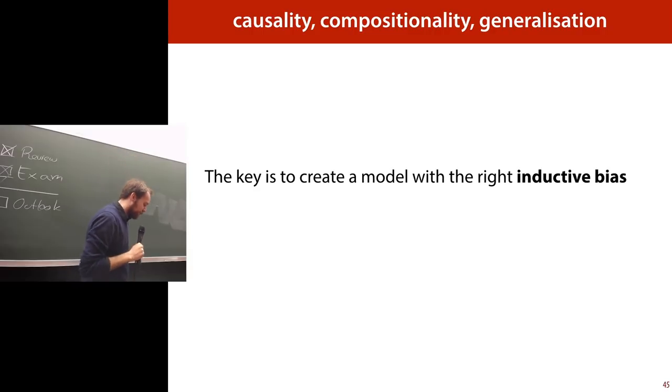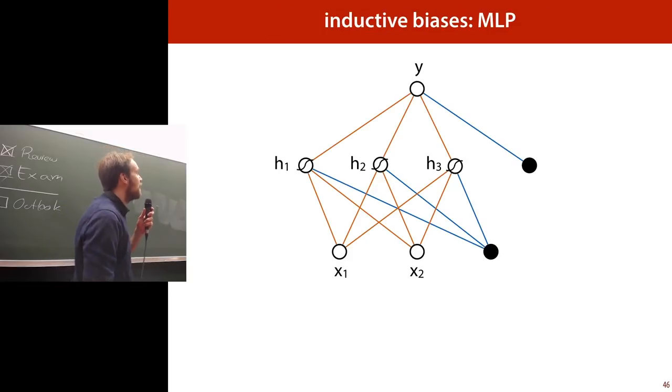And it basically refers to the implicit or explicit constraints that you place on your model. The way you bias your model towards certain solutions in your model space and away from other solutions in the model space. Let's look at some examples to make that clear. So here's the multi-layer perceptron, a fully connected multi-layer neural network, which is basically a kind of model with almost no inductive biases.